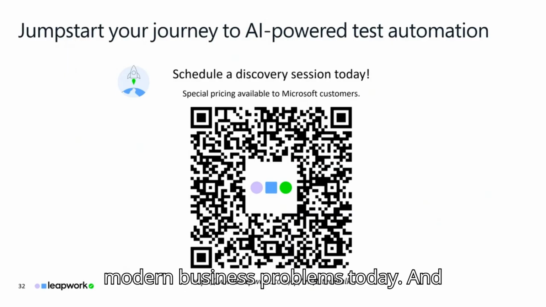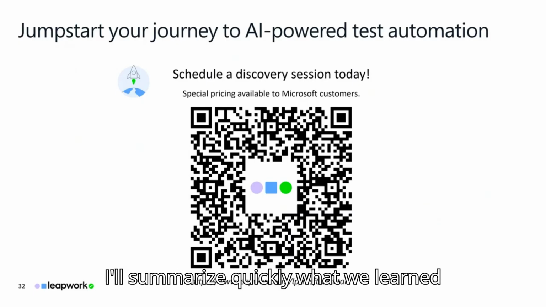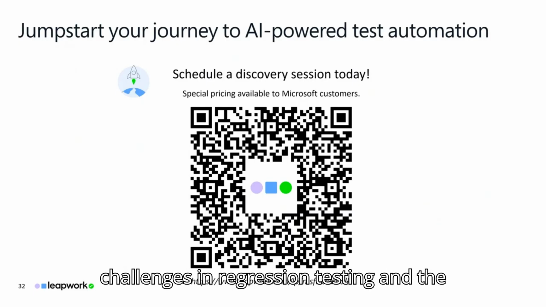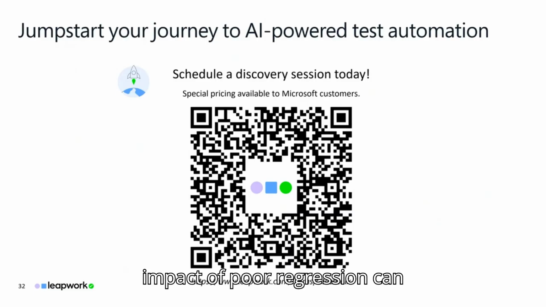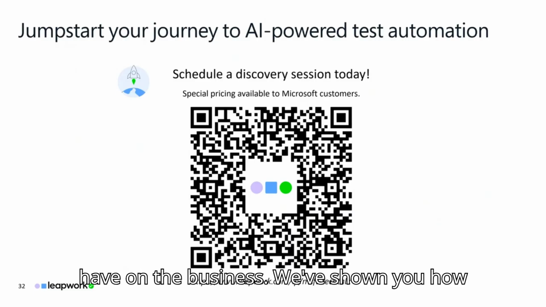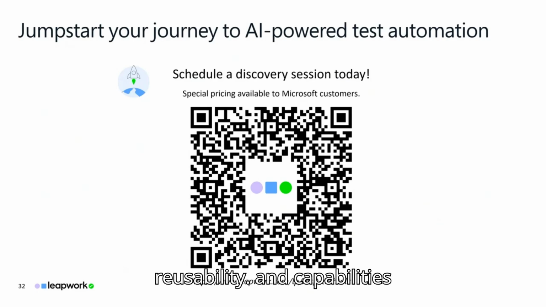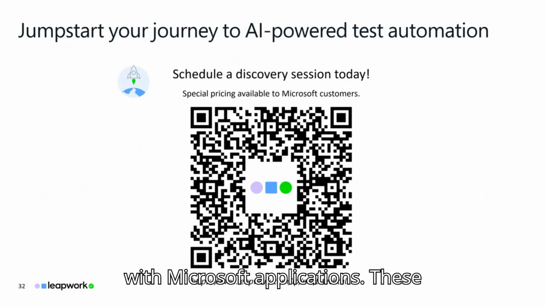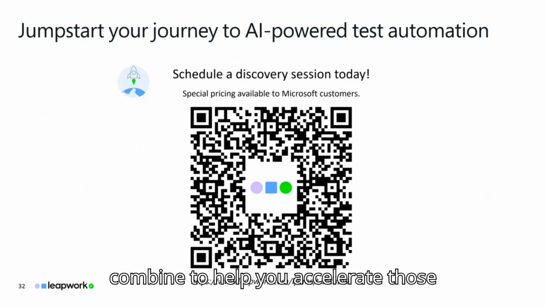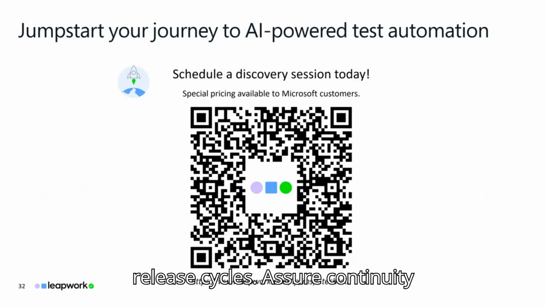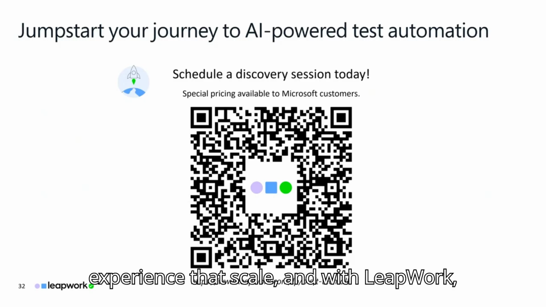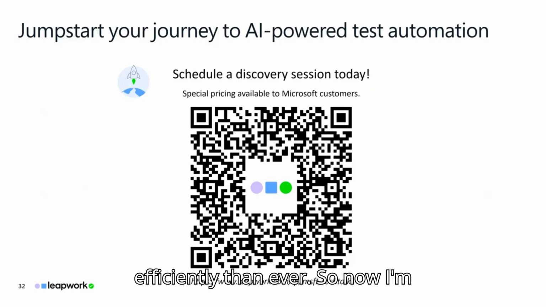We're addressing modern business problems today. And I'll summarize quickly what we learned today. We discussed the challenges in regression testing and the impact that poor regression can have on the business. We've shown you how Leapwork helps teams advance best practices in regression testing with reusability and capabilities specifically designed for success with Microsoft applications. These combine to help you accelerate those release cycles, ensure continuity across your mission-critical business processes, deliver amazing customer experience at scale, and with Leapwork, teams can move faster and more efficiently than ever.